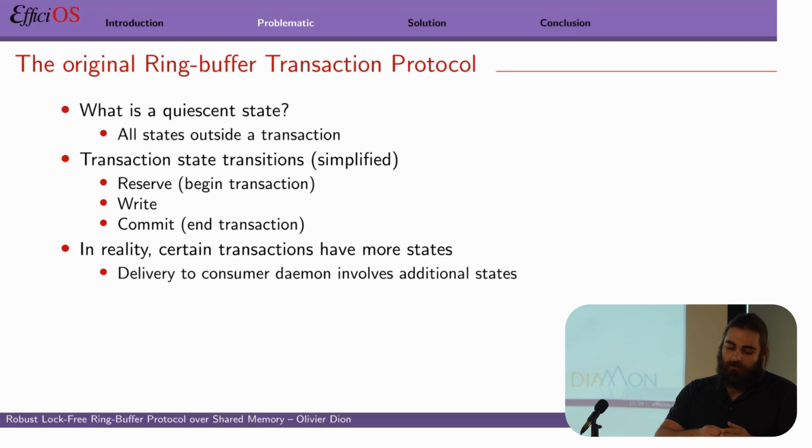So basically, you reserve, you write, and then you commit. And that last step is a transition where you go outside the transaction. So anything between the reserve and the commit, you can see it as not quiescent. In reality, there are many more states, of course, than just those three. This is a simplified view. For example, when you need to deliver to the consumer daemon, or when you are at a sub-buffer boundary, these are special cases that need to be handled in different ways, so there are many more states in these cases.